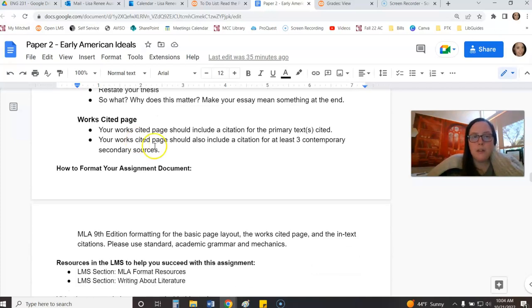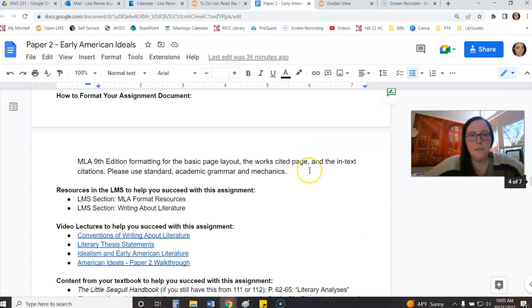And then also make sure that you have a works cited page. So your works cited page should include the primary text that you cite from our class, whatever early American text you've read and worked with for your paper, and then make sure that you have those 3 contemporary secondary sources. So that's going to be your research part where you're finding that comparison to modern day. Okay. Make sure your works cited page is in MLA format.